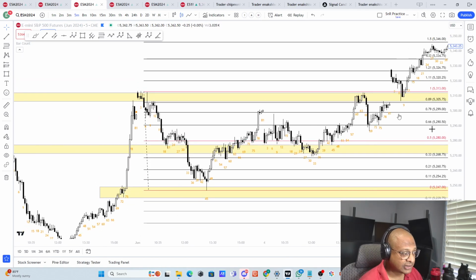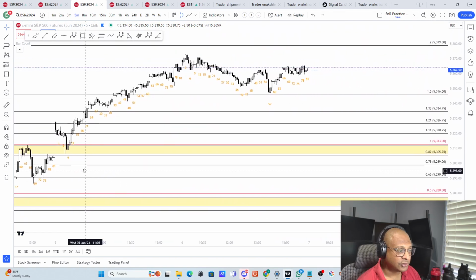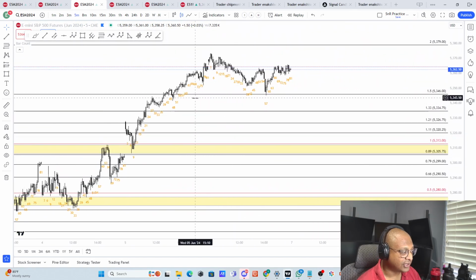See, so in this little area, we found three zones of balance. And in these three zones of balance, whenever price tries to come down again, it will come and hit those three zones of balance.